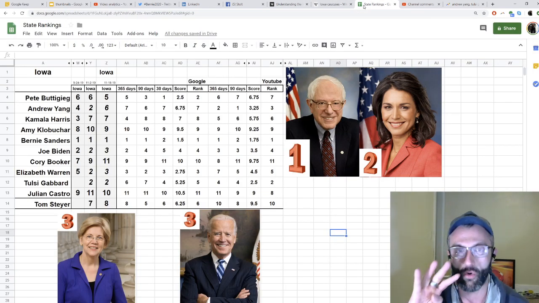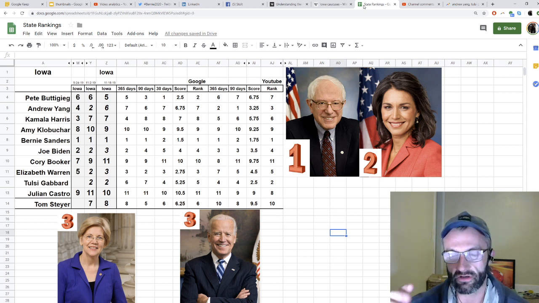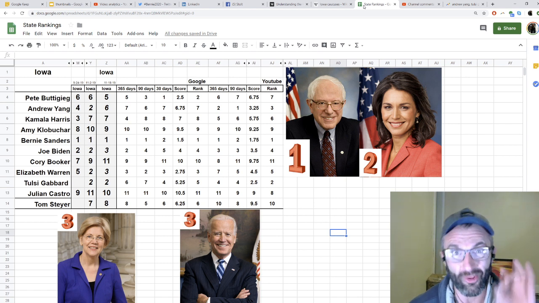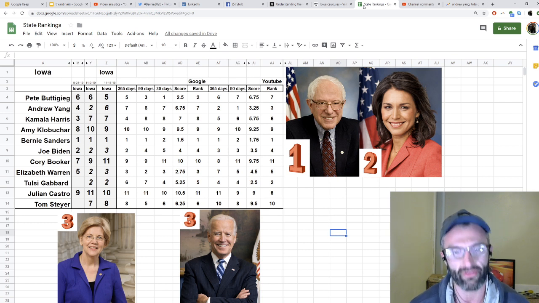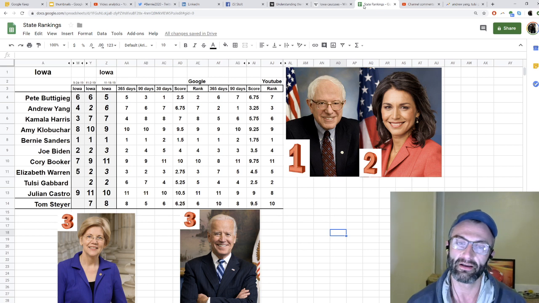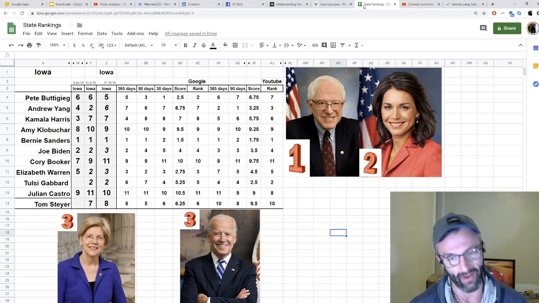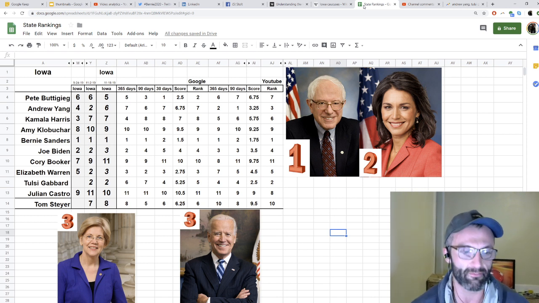The top 4 are Bernie Sanders, Tulsi Gabbard, and tied for number 3 here, which is kind of interesting. I didn't expect Joe Biden to be in 3rd. I would have thought he would have done worse. I just feel like he's losing a lot of steam. So kudos to Joe Biden. You're doing a good job, bud. But Elizabeth Warren and Joe Biden have tied for 3rd.